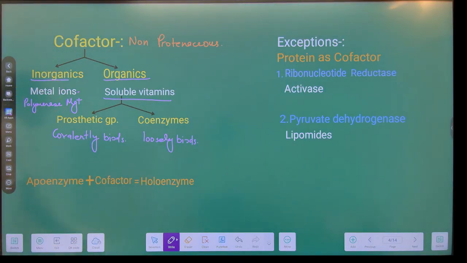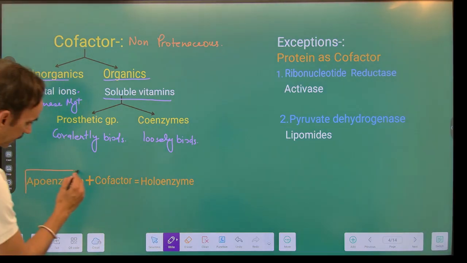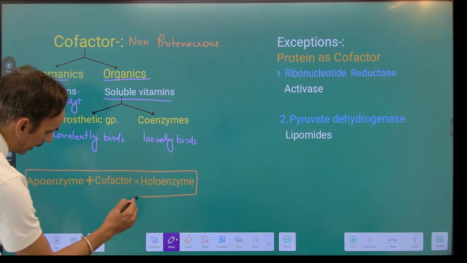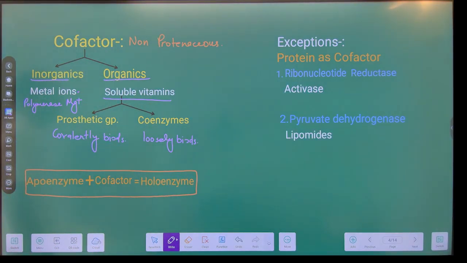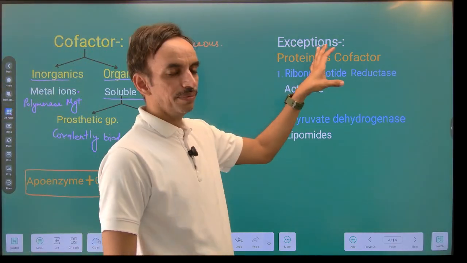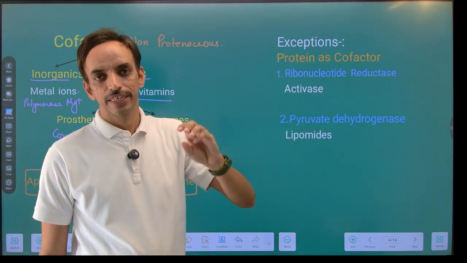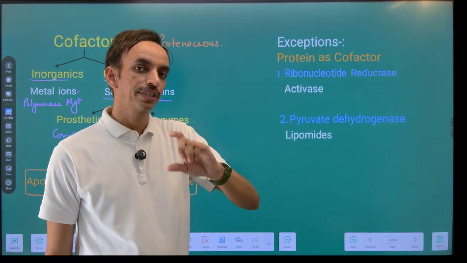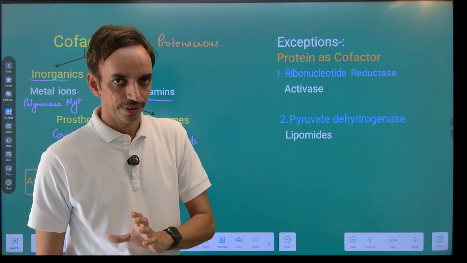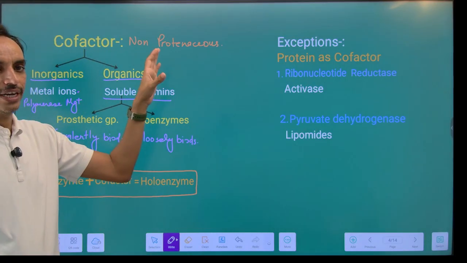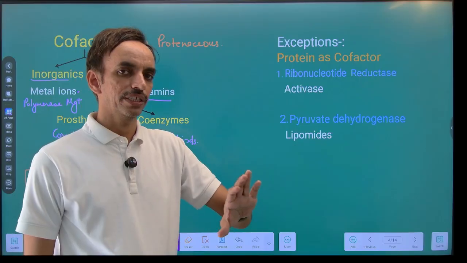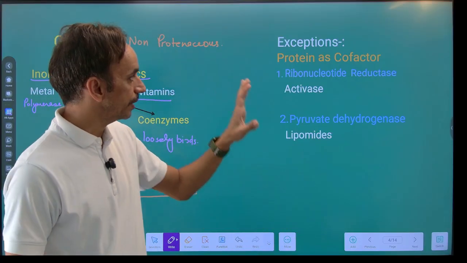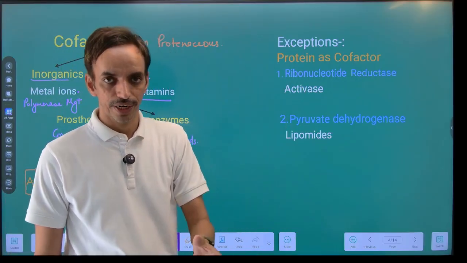By this cofactor, there is a concept of apoenzyme and holoenzyme. The apoenzyme along with the cofactor is known as the holoenzyme. Now, in biological systems, as we already stated, there are exceptions. There is an exception of enzymes which can use protein as a cofactor. The definition of cofactor is that it is the non-proteinaceous part of the enzyme essential for catalytic activity, but some enzymes require protein as a cofactor.